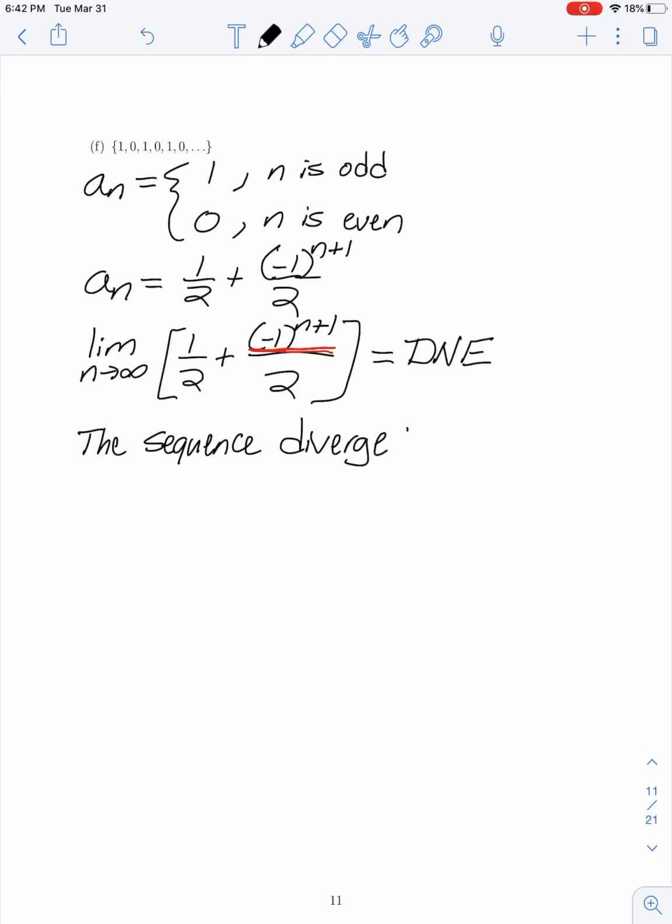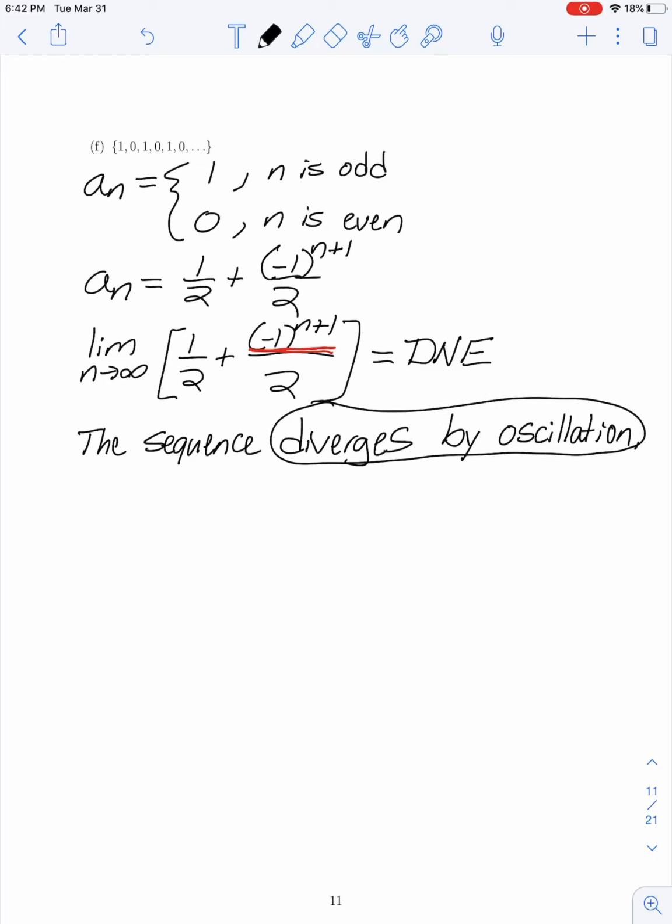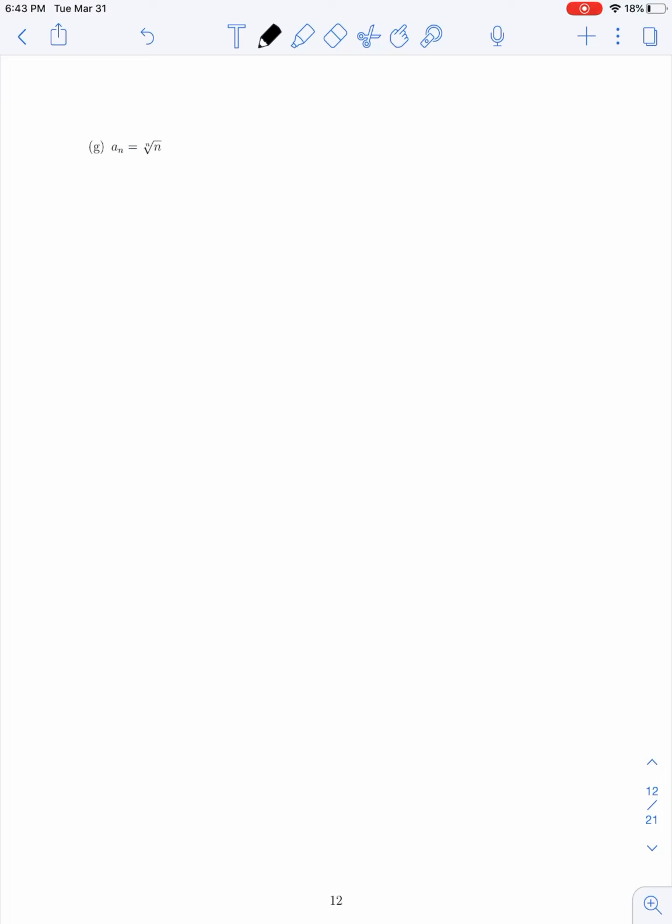So if we do not have a real number for our limit, we say that the sequence diverges. And in this case, the type of divergence that we see is called divergence by oscillation. If our terms are constantly oscillating between two or maybe more than two fixed numbers, and they're not approaching any one value, we would say that our sequence diverges by oscillation.